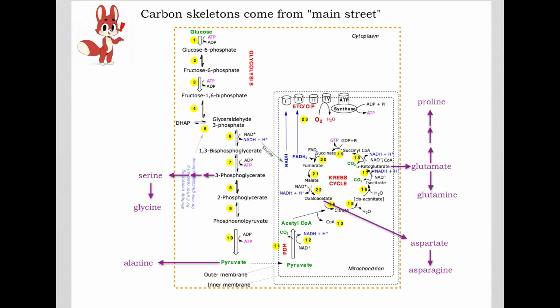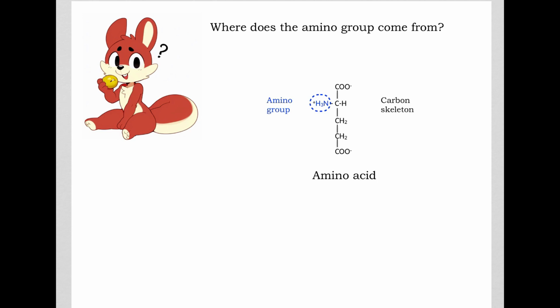So the carbon skeleton part of all these non-essential amino acids, such as proline, glutamate, glutamine, aspartate, asparagine, alanine, glycine, and serine, they all come from main street. The next obvious question would be, where would the amino group come from?